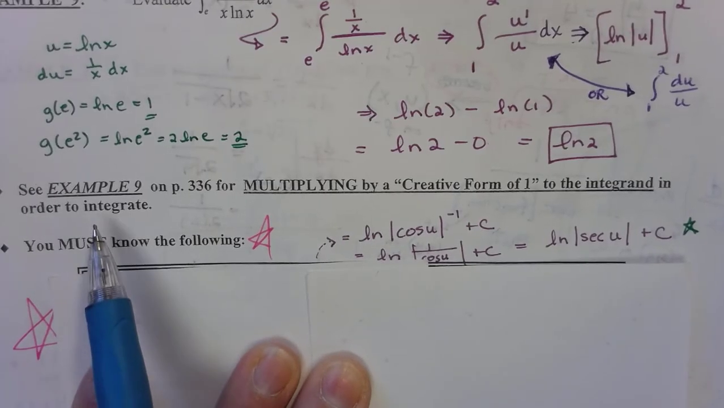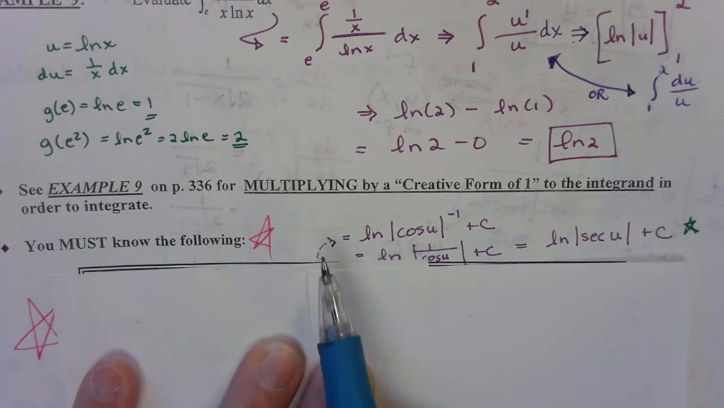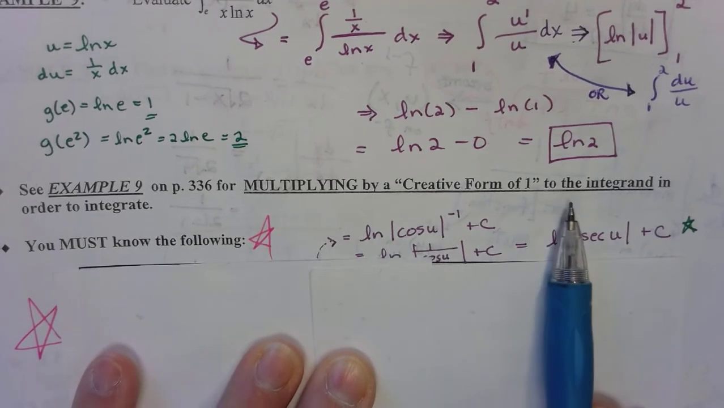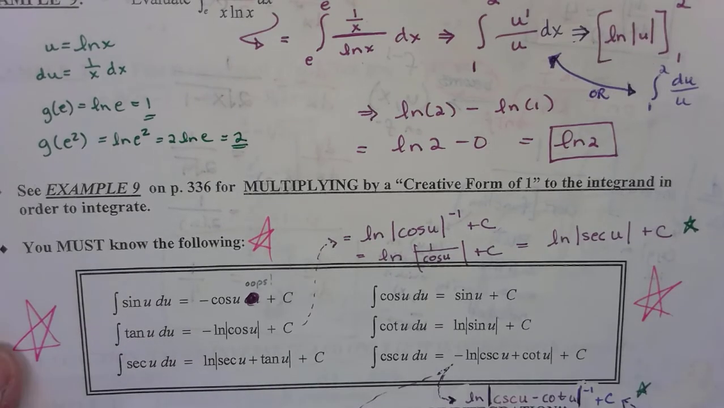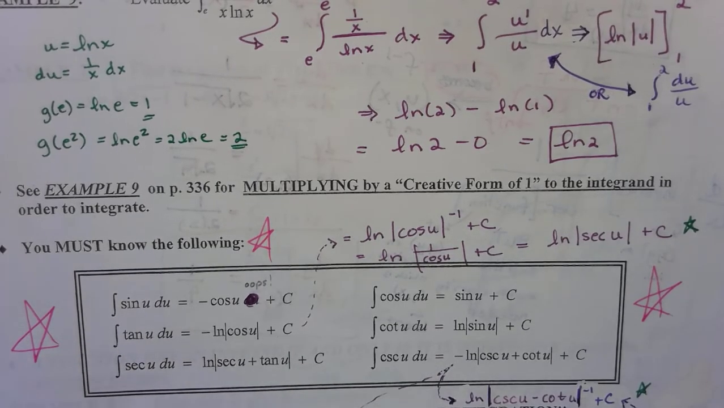We want to see example 1 on page 336 for multiplying by a creative form of 1 in the integrand in order to integrate. And you need to know the following. Check to see if I made this correction here. This should say the integral of sine of u du is negative cosine u plus c. You should know that. The integral of cosine u du is sine of u plus c. So those should be easy. Now we get into some weird ones.